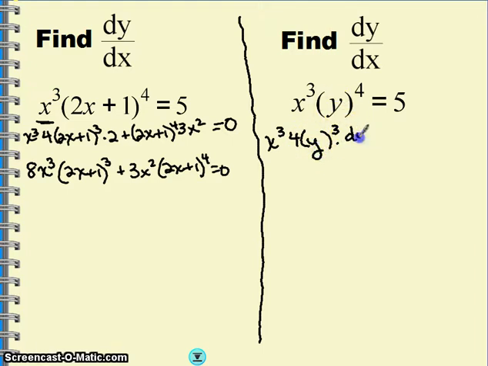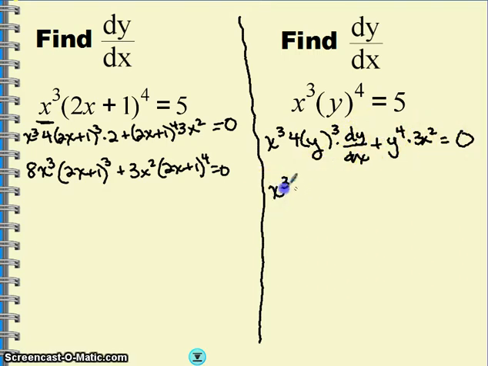So the derivative of y is dy/dx, plus y to the fourth times 3x squared, and again on the other side is 0. So this we use the same way we did over here. The difference is our derivative inside, since this is an implicit relation, the derivative is dy/dx. So now let's solve for dy/dx. Well, we can do that. We can subtract this from both sides.